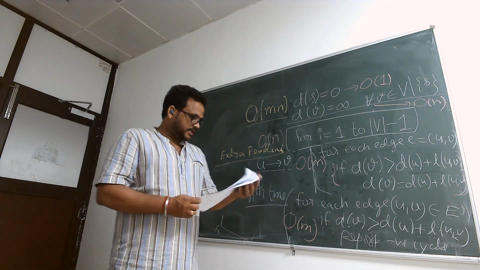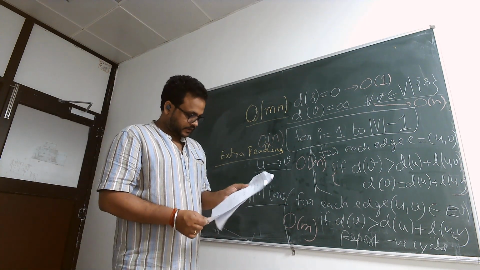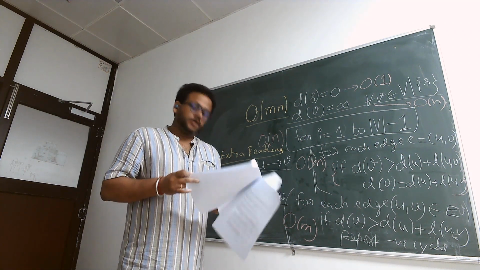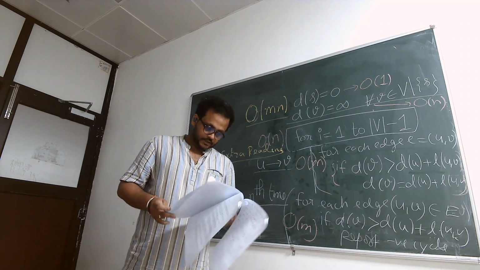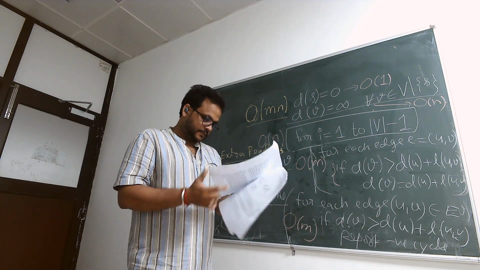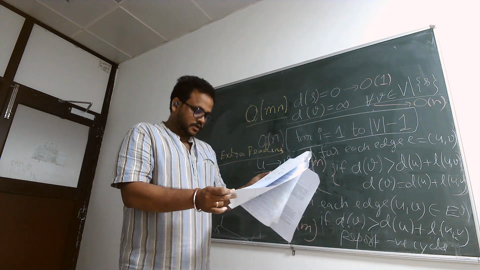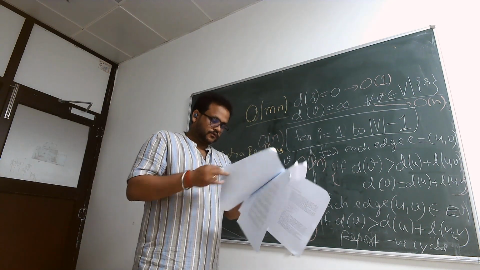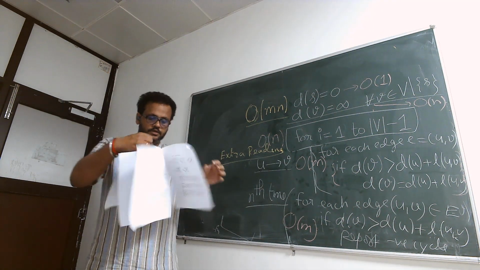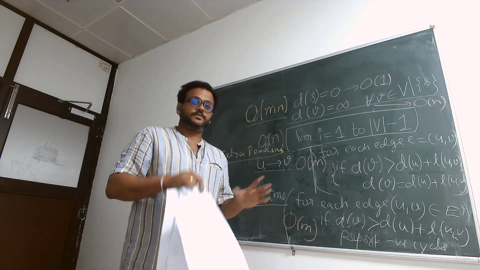So I am skipping the proof. Okay, I have a proof, so you can read it from the Cormen book. Let me check how many pages there are. Yeah, a 2 page proof is there for this thing. Okay, so you can read why it works. So I am skipping the proof.